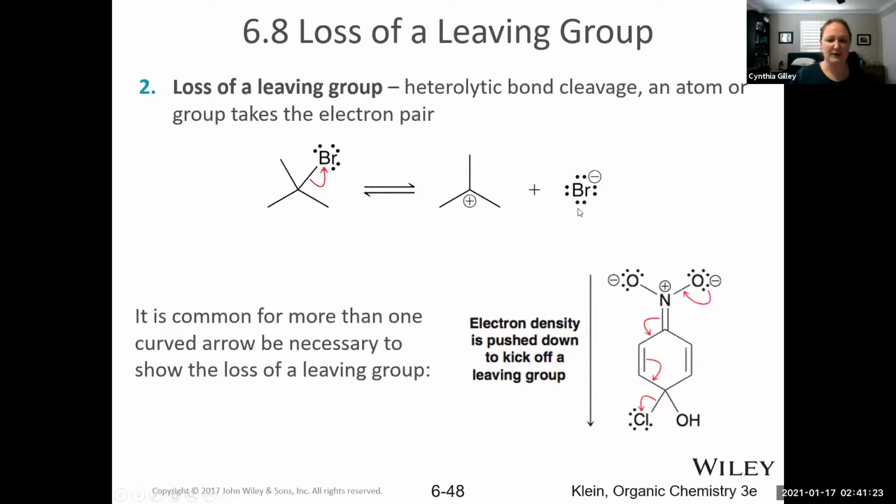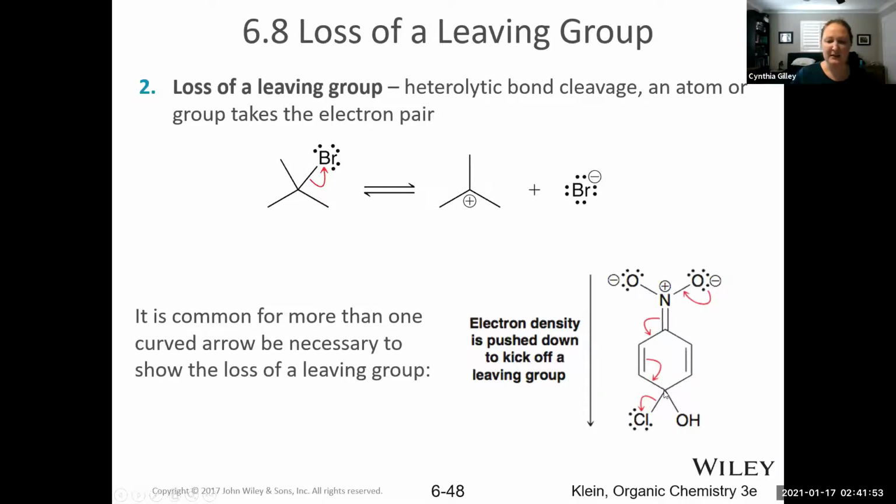It is also common to show more than one arrow for the loss of a leaving group step. Technically, this entire set of arrows is loss of a leaving group along with resonance. The actual loss of a leaving group is the bond breaking between this carbon and chlorine, where the chlorine is leaving as chloride, which would result in a positive charge on this carbon once the chloride has left.